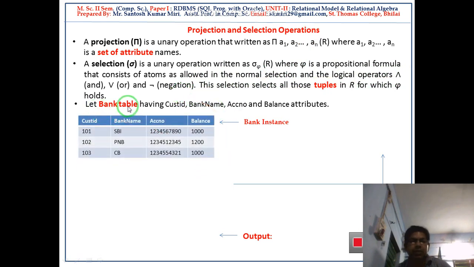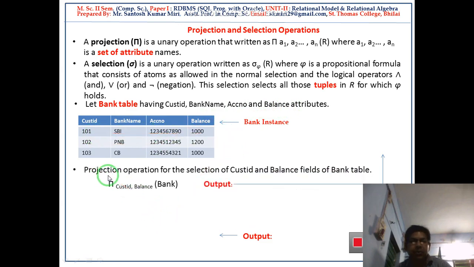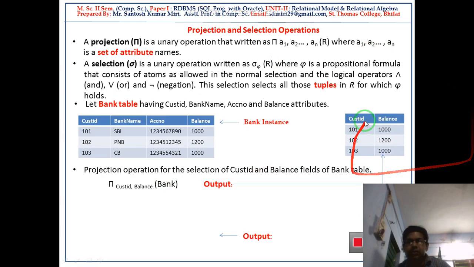Let us take an example: a bank table having customer ID, bank name, account number, and balance. These are tuples. The project operation is written as pi customer ID, balance. The output is shown here. In this example, two attributes' data are given here: this one is customer ID, and this one is balance.